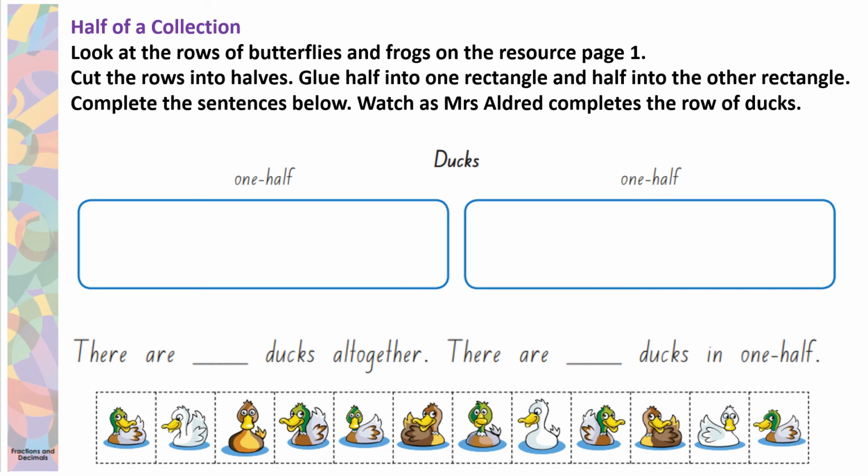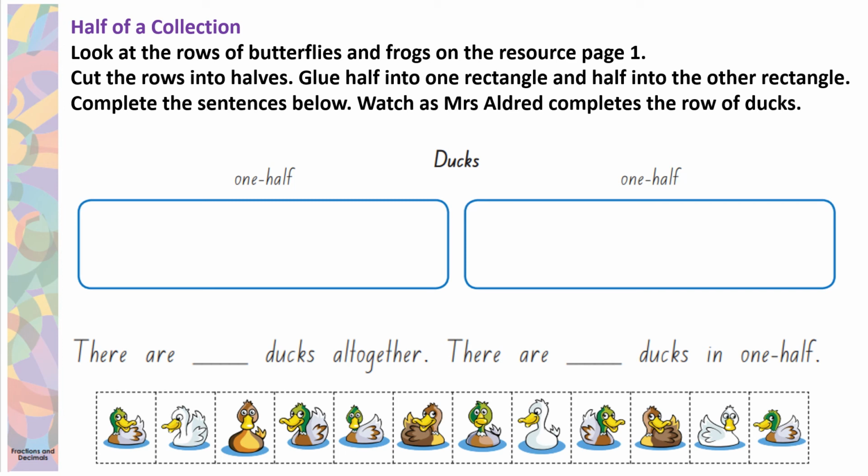Right, this time we're going to use a different strategy to find a half of the collection. This time we're going to be cutting up the pictures and gluing them down. So if you're working on paper, look in your maths folder for resource page 1, and it's got pictures of butterflies and frogs. And what you're going to do is count them up and cut them into 2 equal parts, or divide them into 2 equal parts and find half of each collection.